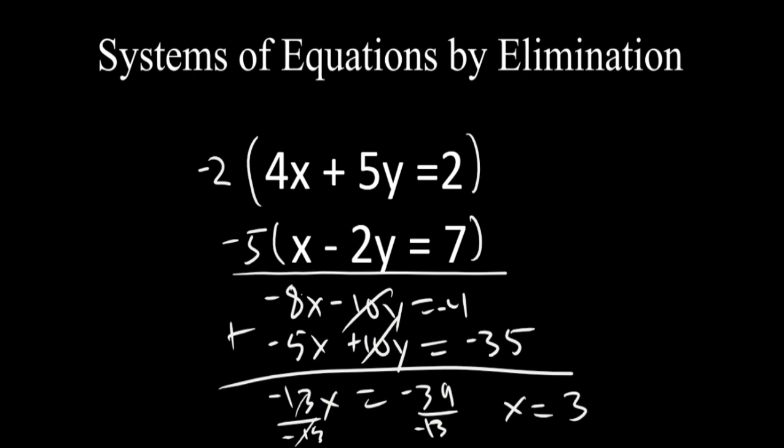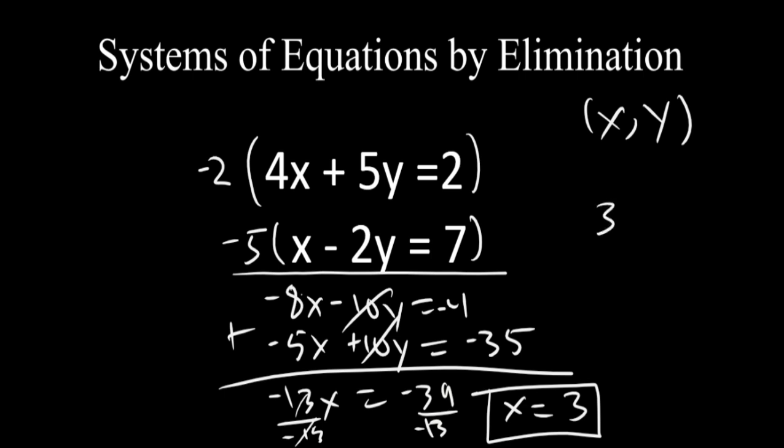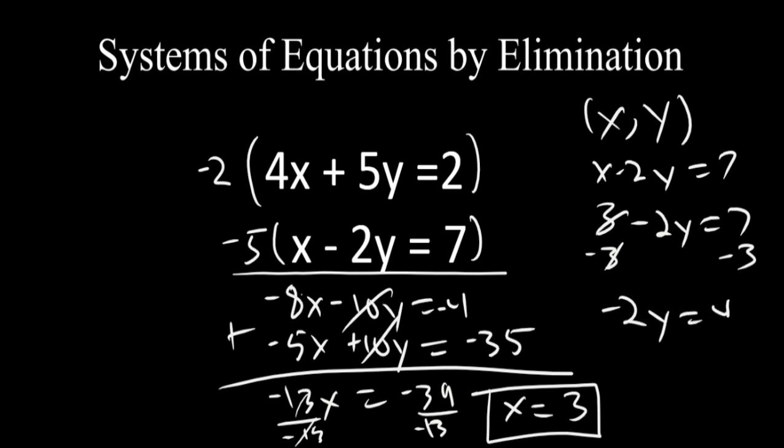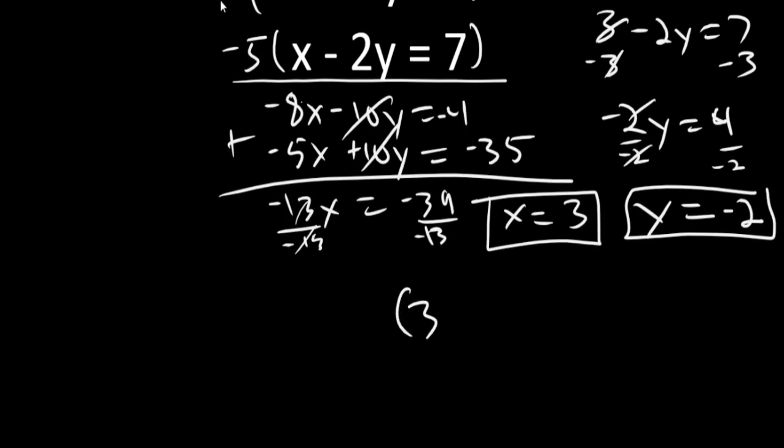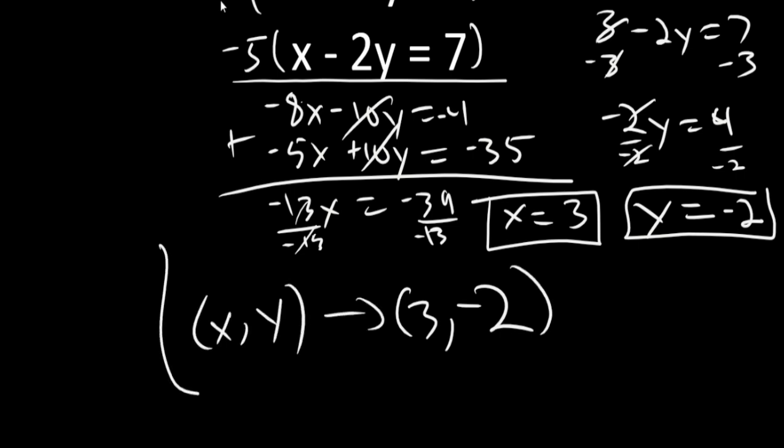A negative and a negative equals a positive, so this is our x value, but we're not done yet. Remember, this is always x comma y. That's the form you have to get it into. So now we're going to plug this 3 into the x minus 2y equation. We're going to subtract the 3. Divide by negative 2. And our y is negative 2. And now we can make the coordinate pair, which is going to be 3 comma negative 2. And that is our solution for this system of equations.